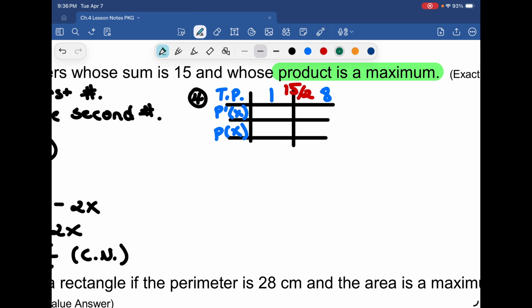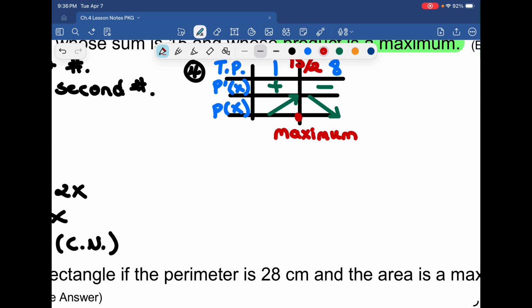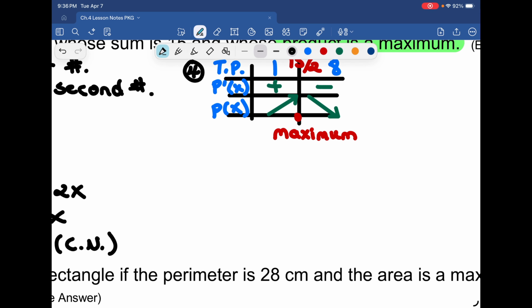So from here, p prime of x, if I sub in 1, I'm going to get a positive. If I sub in 8, I'm going to get a negative. Therefore, the function is going to be increasing on the left-hand side, decreasing on the right, and hence at this critical number, we have a maximum. So I'm just going to indicate that below and say, yep, we get a maximum value from here. Now, we've got to figure out the two numbers, right? Because they said, what are the two numbers here that produce this maximum? Not necessarily what is the maximum, but what are the two numbers?